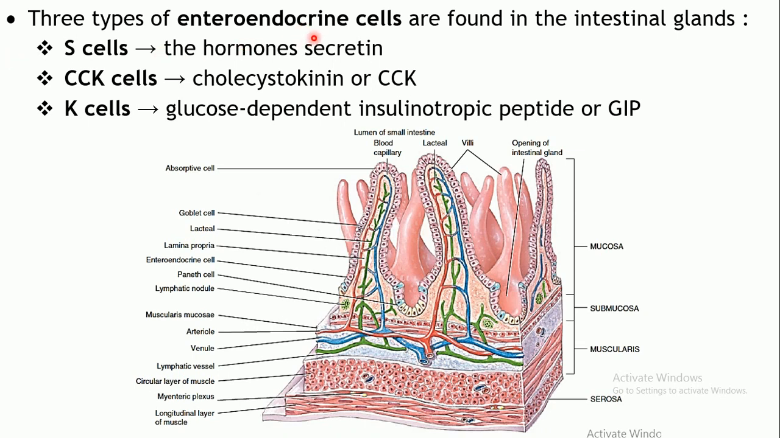Okay, so these are three types of enteroendocrine cells. The S cells, which secrete the hormone secretin, the CCK cells, which produce CCK, that is cholecystokinin, and the K cells, which produce the glucose dependent insulinotropic peptide, or GIP, as it is known.